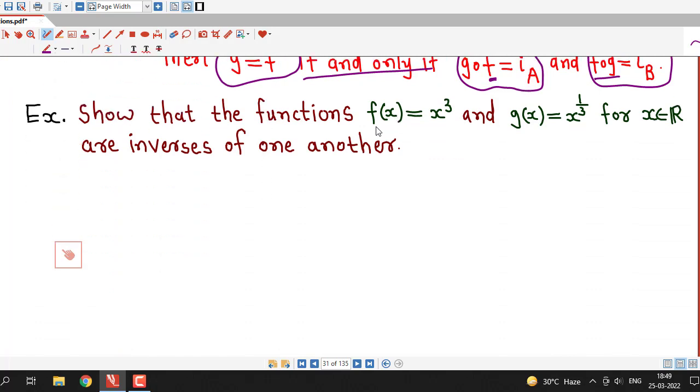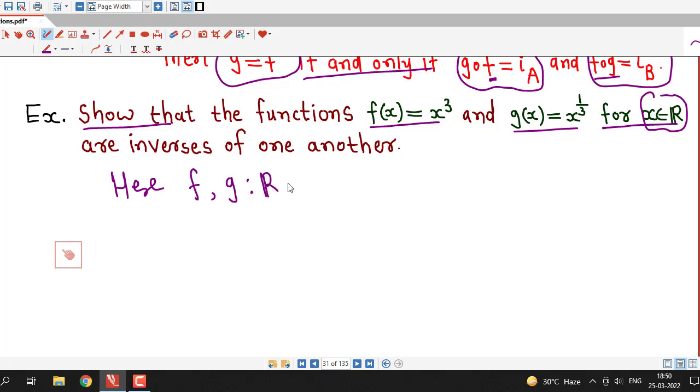We are given two functions, f(x) equal to x cube and g(x) equal to x raised to 1 by 3, for x belongs to R, and we have to show that these two functions are inverses of one another. Here x is given in the set of real numbers for both functions, so both functions have the same domain and codomain. We consider the domain as the set of real numbers, and the codomain also as the set of real numbers. Therefore, compositions gof and fog will also be functions from R to R.